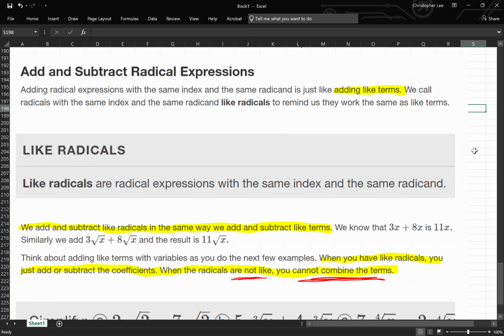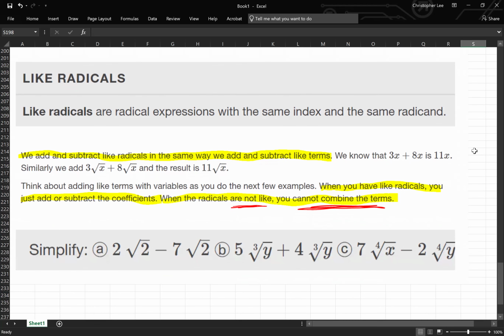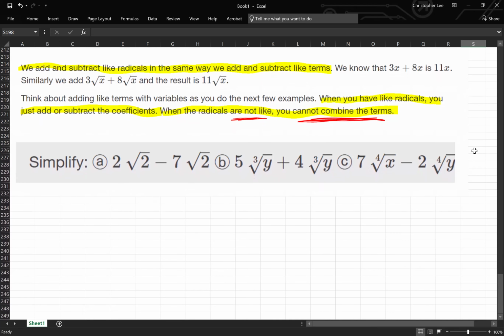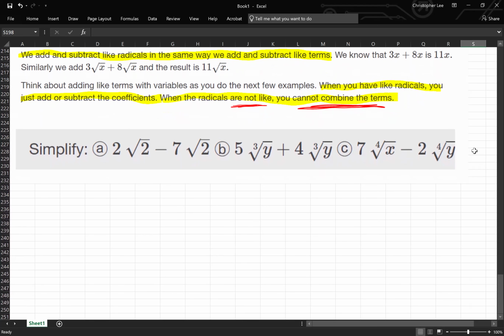So we just added the coefficient, a number in front. Think about adding like terms with variables as you do the next few examples. When you have like radicals, you just add or subtract the coefficients. When the radicals are not alike, you cannot combine like terms. All right, remember that. So let's try this out. I'll leave the example up here. You guys try these, and then we'll go over it. You could use a calculator.